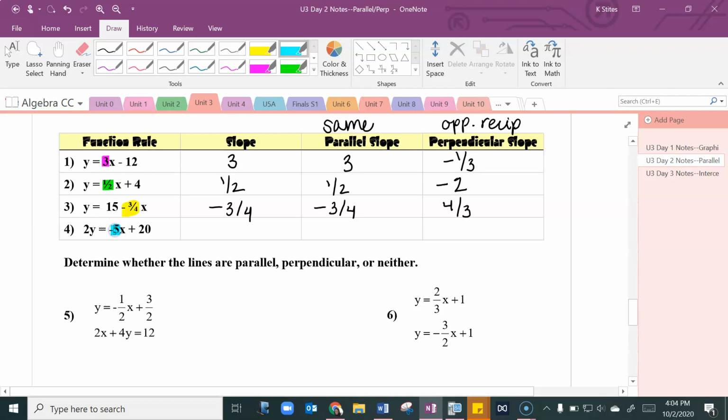And finally, this last one tricks people all the time. People want to say their slope is -5, but hold up. Y is not solved for yet, so we cannot determine the slope yet. We will have to divide by 2 first to get the y by itself.